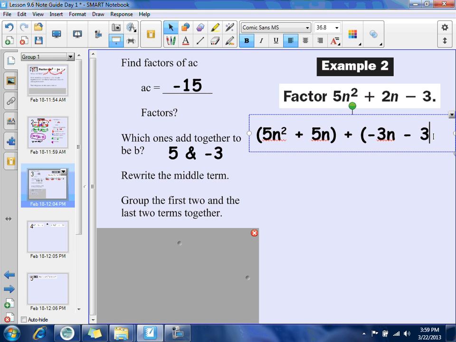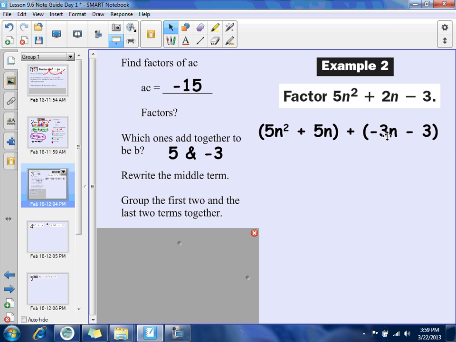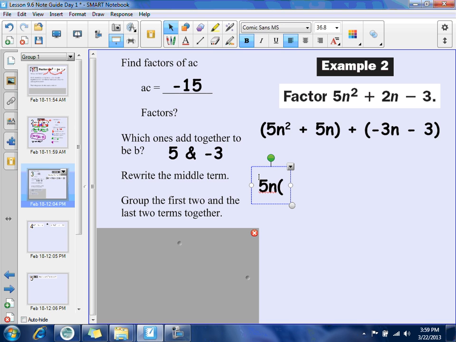That 3n is what is negative, so you can always change it to plus negative. Now, out of the first term, what can we pull out of both of those? I can pull out a 5n from both of those, and I'm left with n plus 1, because 5n squared divided by 5n leaves me with just n. And 5n divided by 5n, they're the exact same thing, so that leaves me with n plus 1.